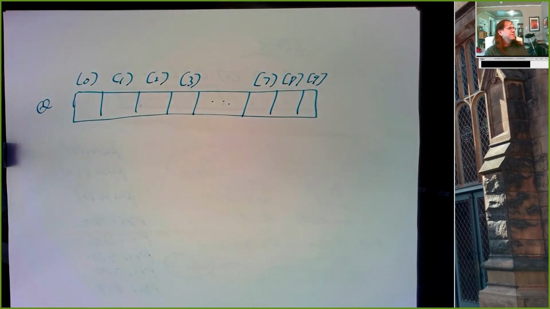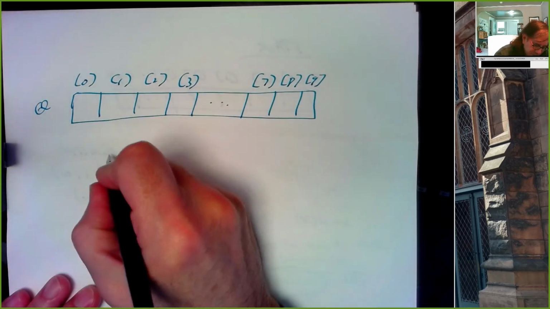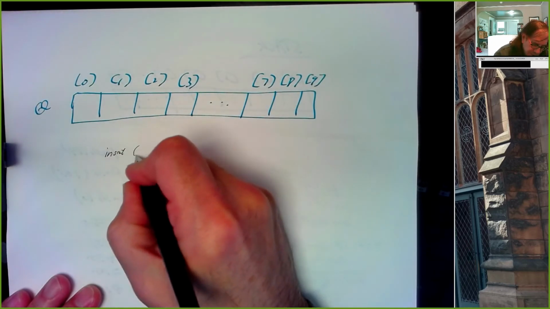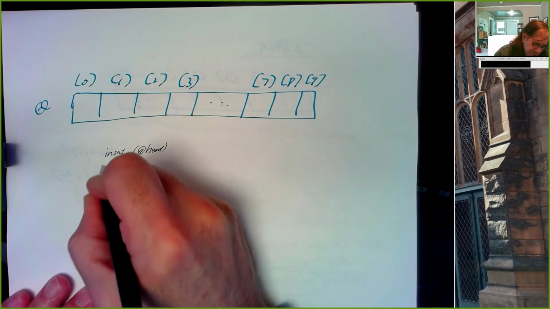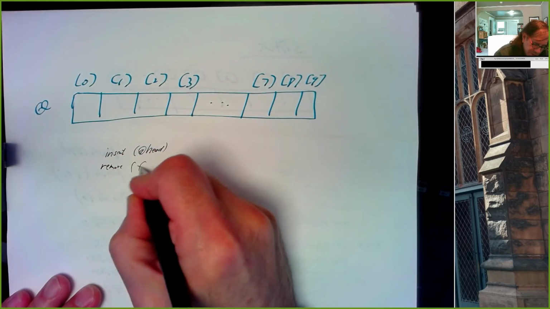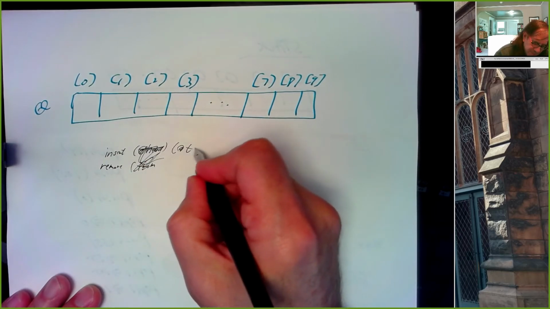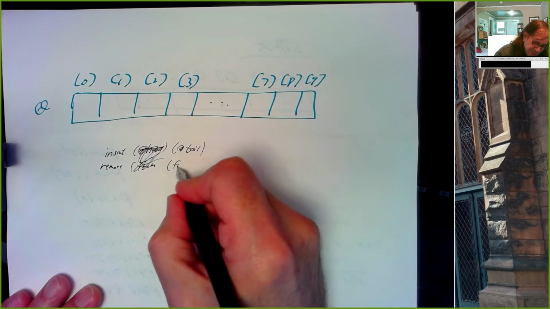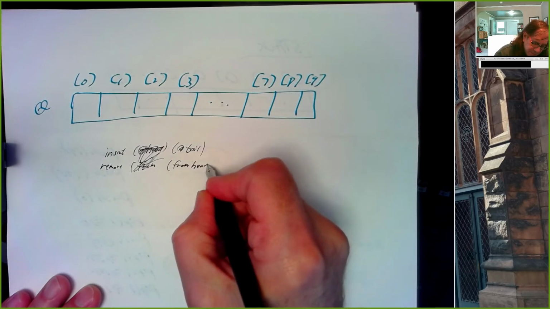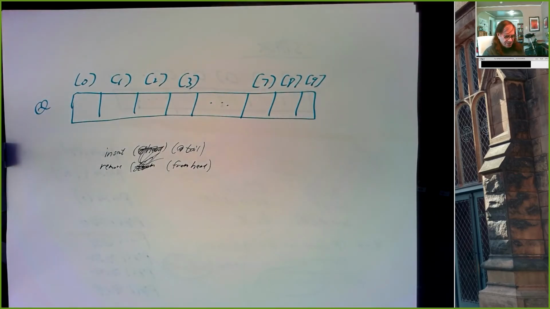So let's suppose I have an array of 10 elements. I'm just going to call it Q. And remember, with a queue, we have two operations. We have insert, and we insert at the head, and we have remove. We remove from the tail. Nope. Insert at the tail, remove from the head. So the head of the queue is where we take things out of. Off with their heads.